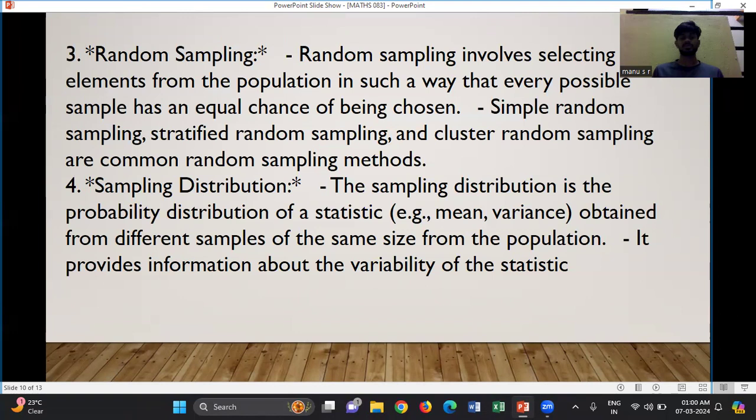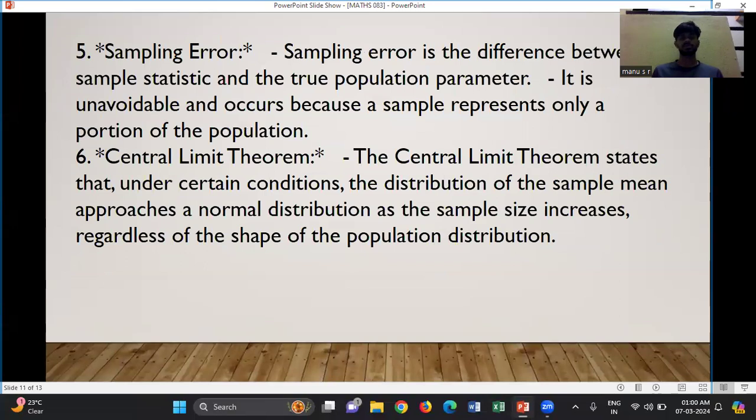Sampling distribution. The sampling distribution is the probability distribution of a statistic, for example the mean or variance, obtained from different subsets of the same size from a population. It provides information about the variability of the statistic. Sampling error. Sampling error is the difference between the sample statistic and the true population parameter. It is unavoidable and occurs because a sample represents only a portion of the population.